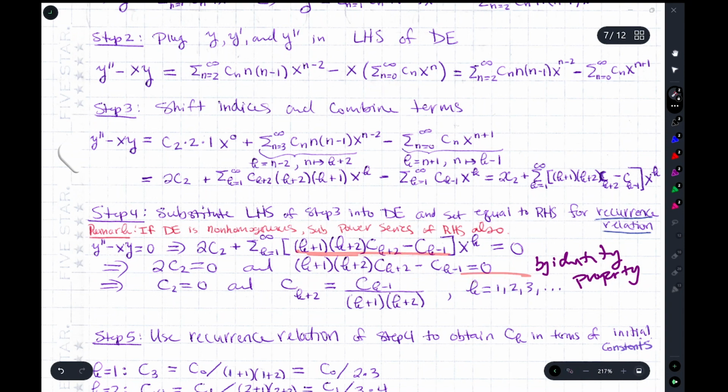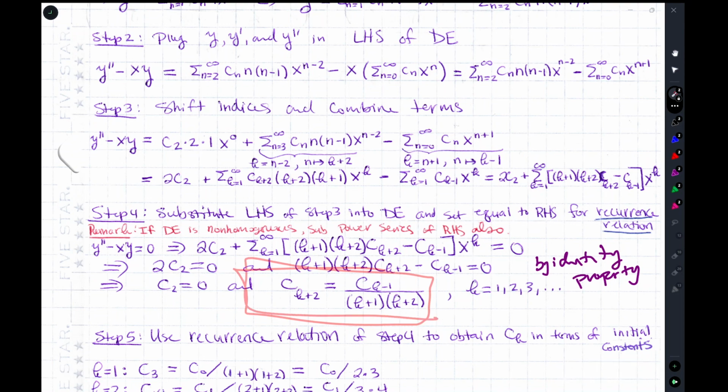And so solving these, we get c2 is equal to 0, and solving for c sub k plus 2 in this equation, you get c sub k plus 2 is equal to that, where, and that's an important thing, k equals 1 is where you're starting.